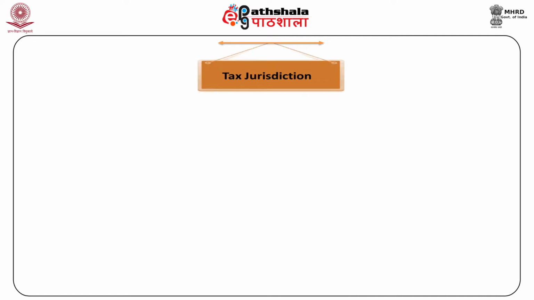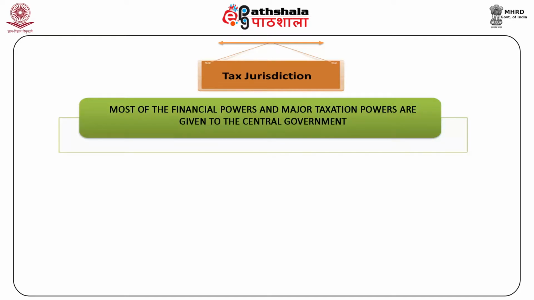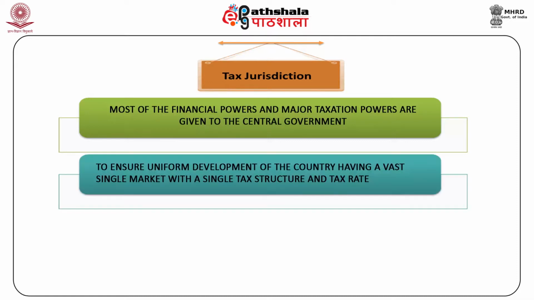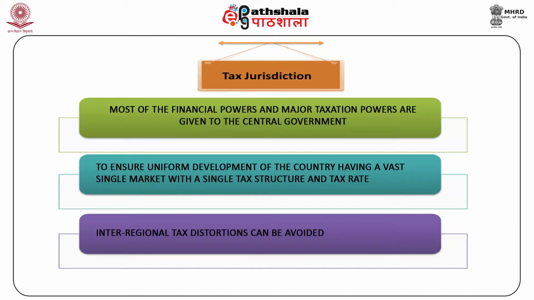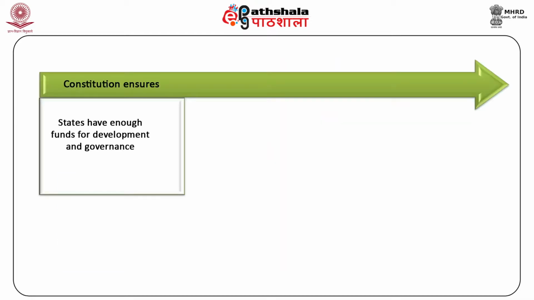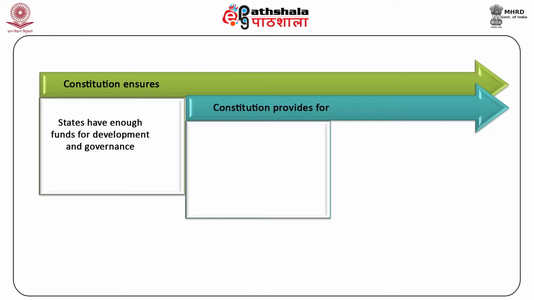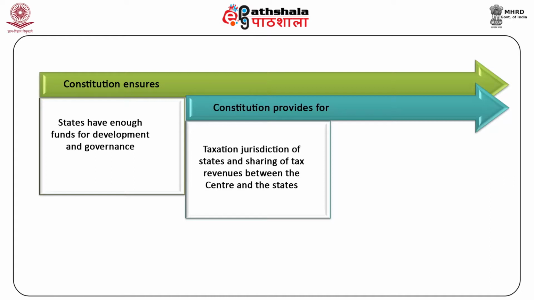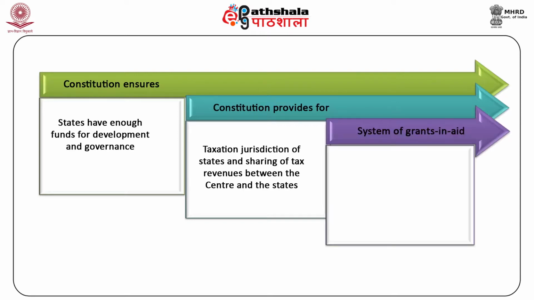Under the provisions of the Constitution, most of the financial powers and major taxation powers are given to the central government. This was done to ensure uniform development of the country, having a vast single market with a single tax structure and tax rate, so that any interregional tax distortions are avoided. Moreover, to ensure that states have enough funds for development and governance, the Constitution also provides for taxation jurisdiction of states and sharing of tax revenues between the center and the states. A system of grants and aid from center to the states is also in place.